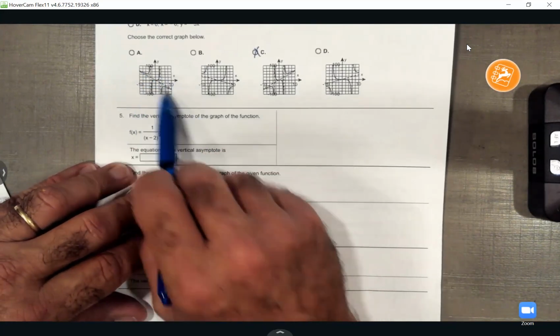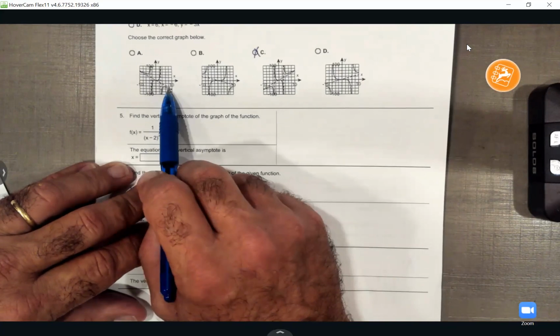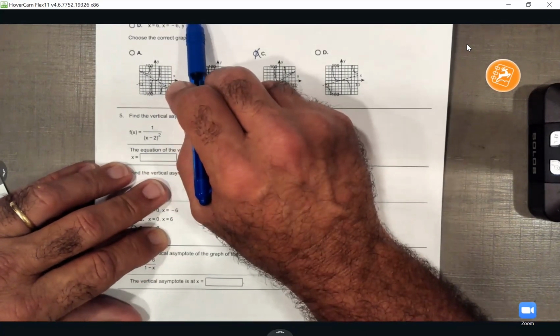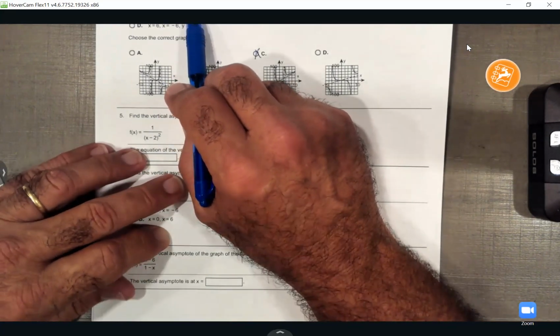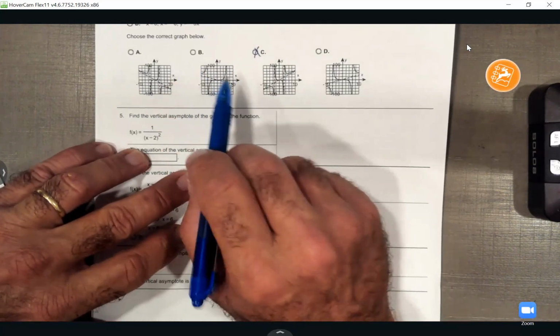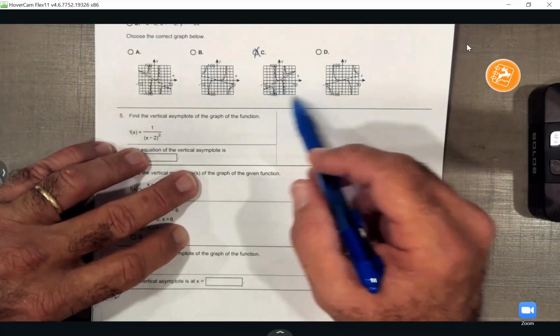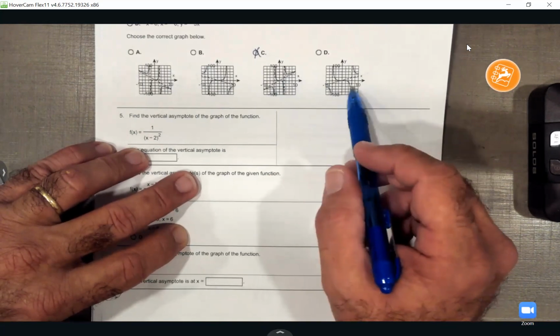So this one's going downhill. The only way those will go downhill is if this was a -6 on that 6x, okay? Since it's +6x, they got to go uphill. So it's got to be C or D.